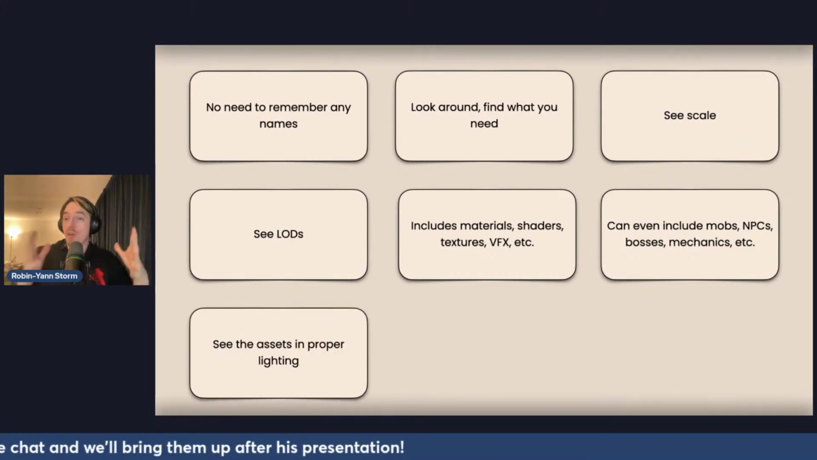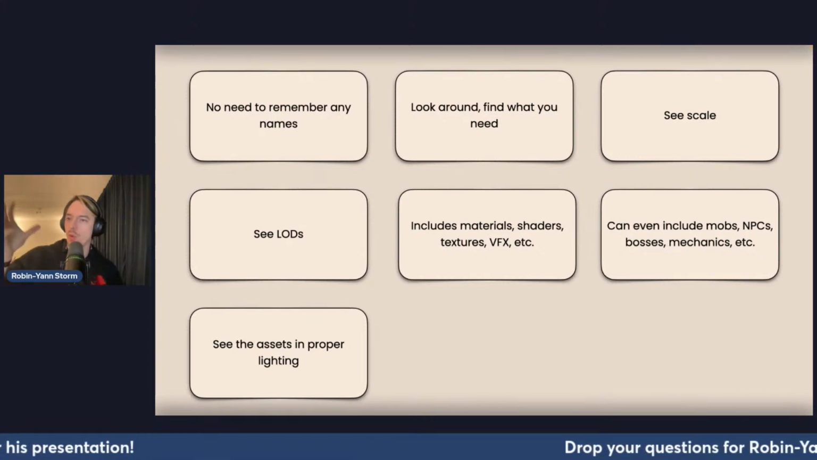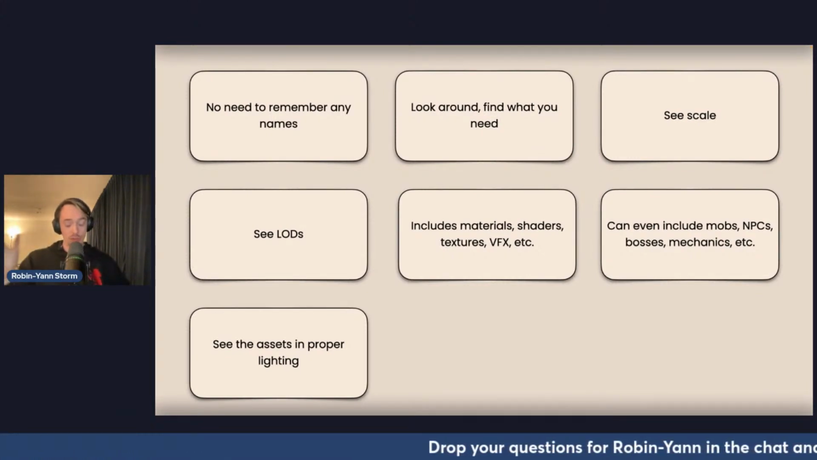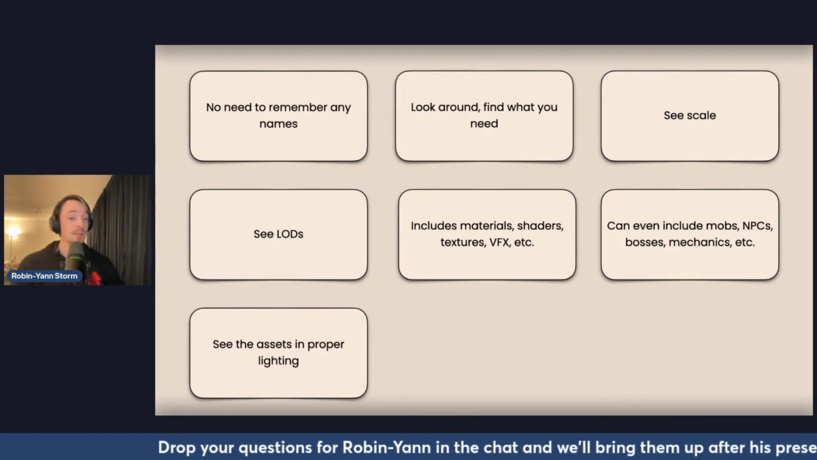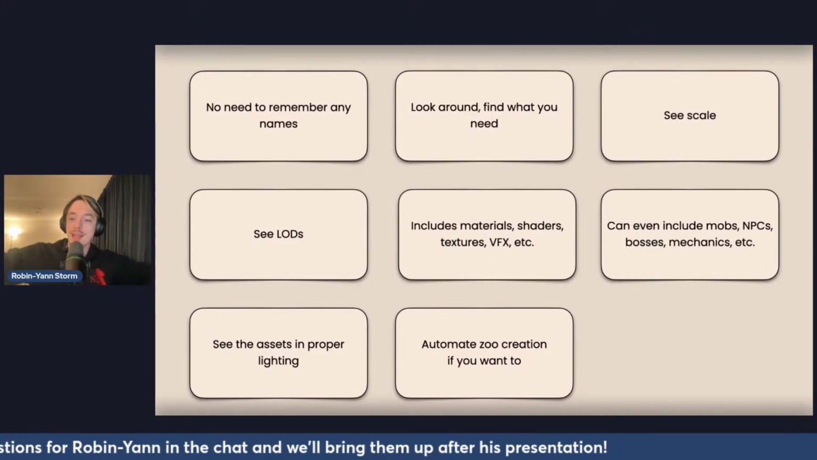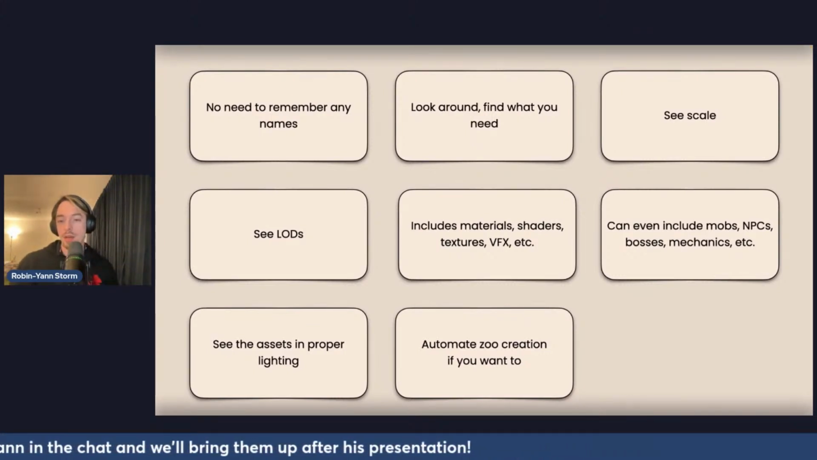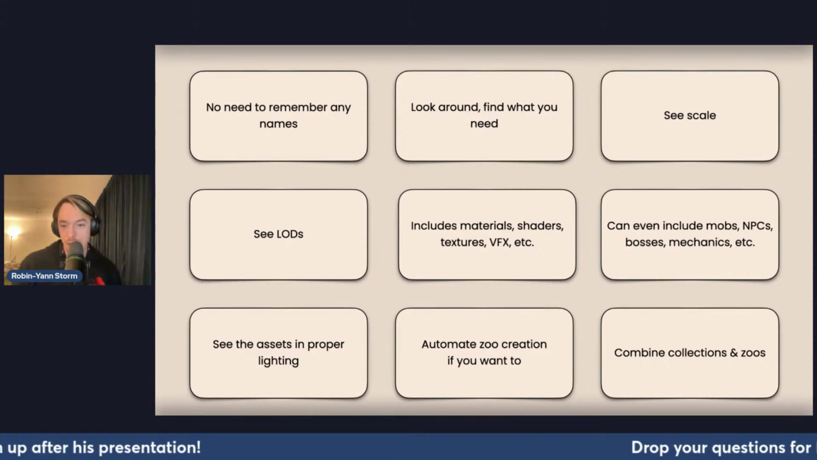And we see the assets also in proper lighting. Now in an asset browser, you usually just have some kind of default void it's in. You pull it in and suddenly it looks really weird in lighting. With a zoo, not that problem. You can even automate zoo creation, right? Make it auto-populate all these assets so you don't have to manually put them down. And again, combine collections and zoos to make it super easy to find what you need.